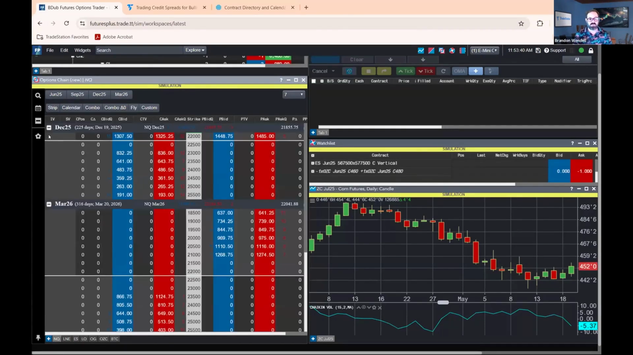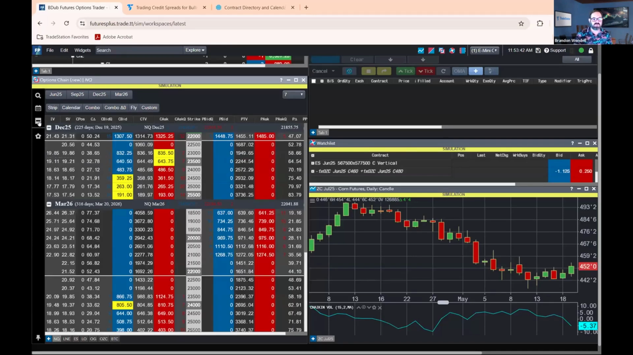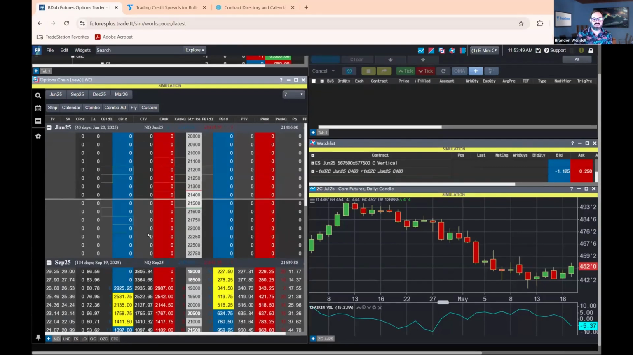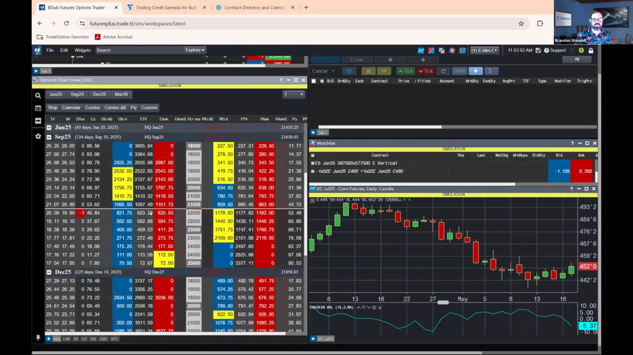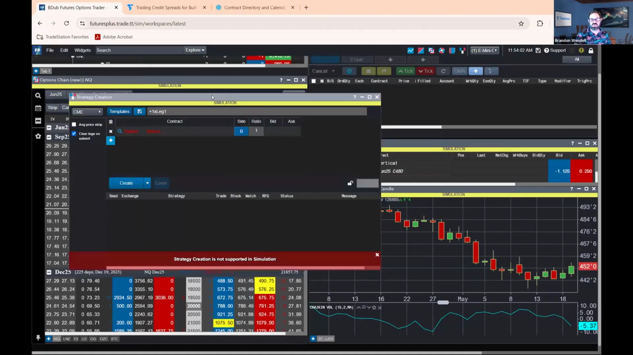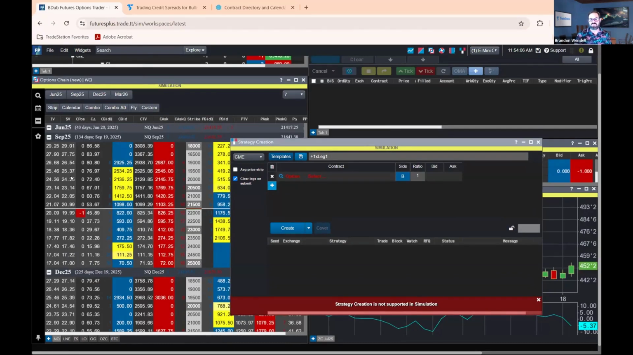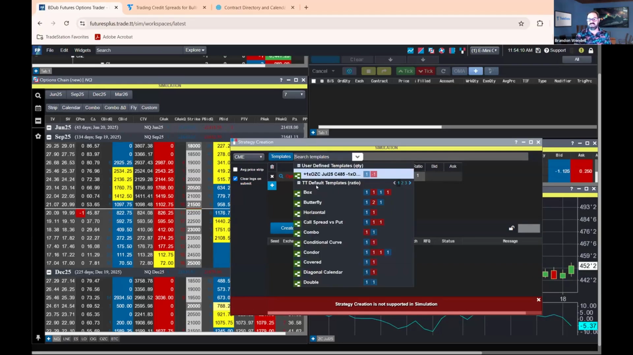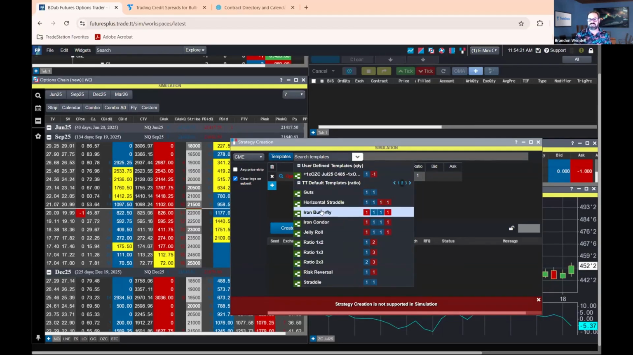Maybe I got the NASDAQ up still. I'll use the NASDAQ instead. So right here on the NASDAQ, get rid of that one. Oh, come on. Yeah, we'll go to September since that loaded faster. I can create a custom position, or I can create strategy creation, and I can do it right off of this chain, or right here, I just create my own. And right here, I have templates. Look at this. I can create butterflies, condor, diagonal calendar spreads. I go to the next page, guts, iron condor.